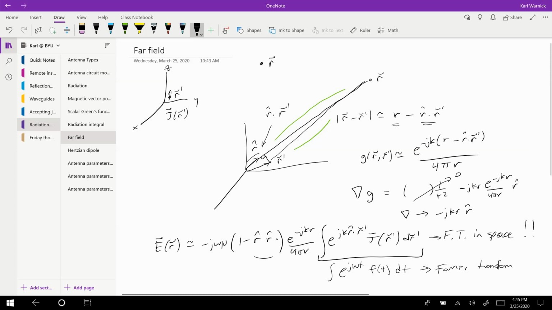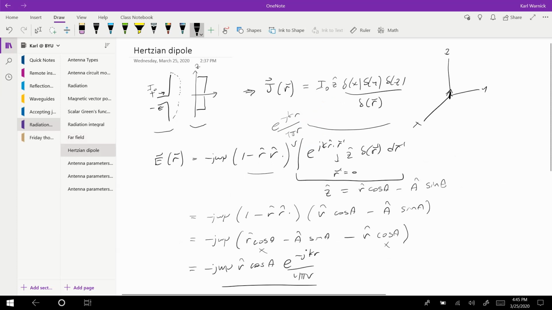What that will allow us to do is to use our knowledge of Fourier transforms to get insight into the behavior of antennas without even doing any calculations at all. It's a really powerful and wonderful principle in antenna theory. Now, this has all been very mathematical, so we need to do an example. What we're going to do is pick a very simple current model and find the far field.